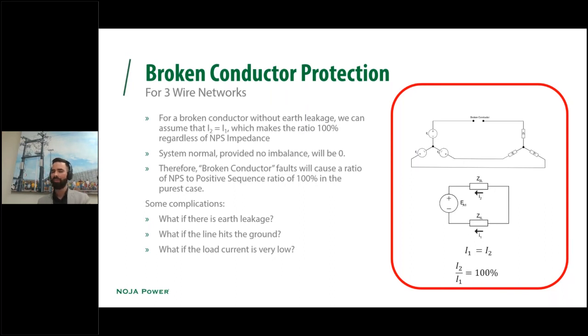Now, that's a really high level look at it, and there are a couple of complications that we have to take into account here, particularly around when you apply it to a 4-wire network, or if there's earth leakage, or if there's additional path through earth, and lastly, if there's any load current that is a little bit too low to be able to give us a stable I1 denominator.